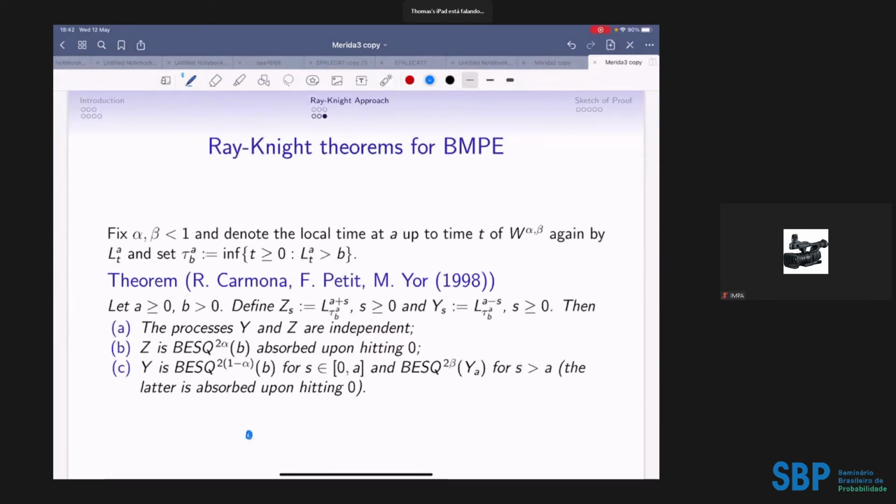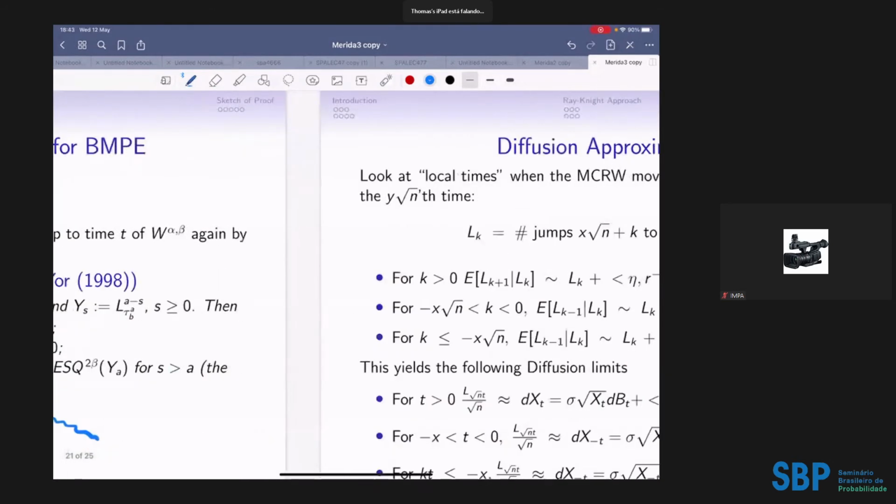But the basic idea is that you start off at 0. You look at, let's say, I mean, A could be negative, of course, but you look at the first time your local time gets to be B here. Then beyond it, you have a certain Bessel squared process. Afterwards, you have a different Bessel squared process, which depends on the alpha here, on the beta. And here, in between, you have another Bessel squared process given by this. Okay? But it's not going to play a crucial role in what I'm going to talk about.